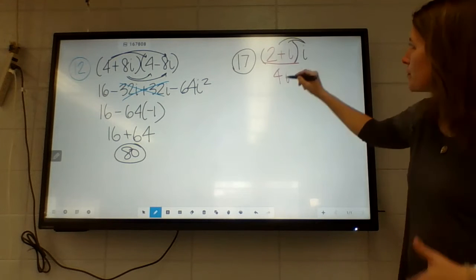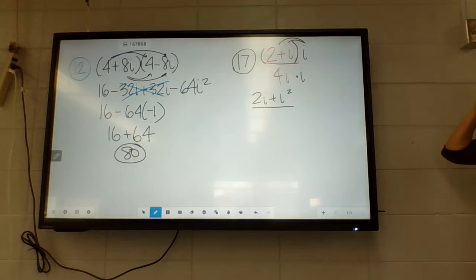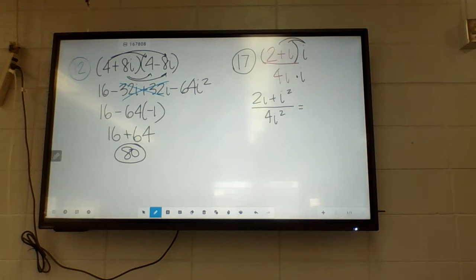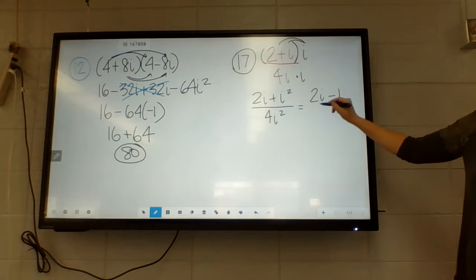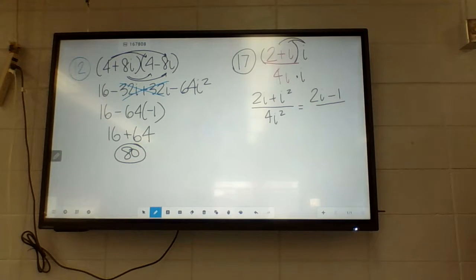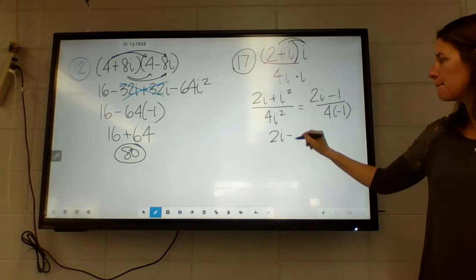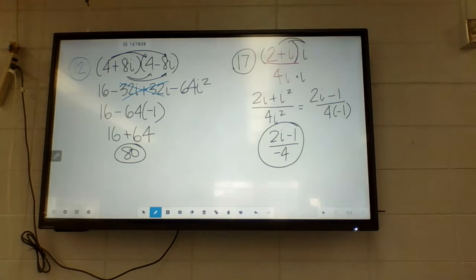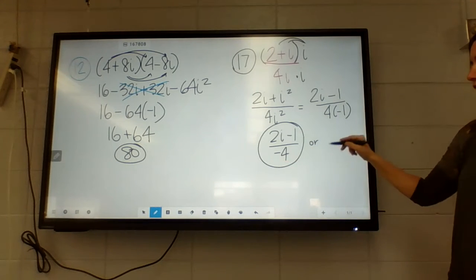So on top, I'm going to distribute here. So I have 2i plus i squared. And on the bottom, I have 4i squared. So on top, I have 2i plus a negative 1, so minus 1, right? Because i squared is negative 1. And then I have 4 times negative 1. So you can leave it this way if you wanted to. Now, technically, we don't leave a negative in the denominator, so we make that positive and change all the signs. Now, if you had this as your answer, that's perfectly fine.